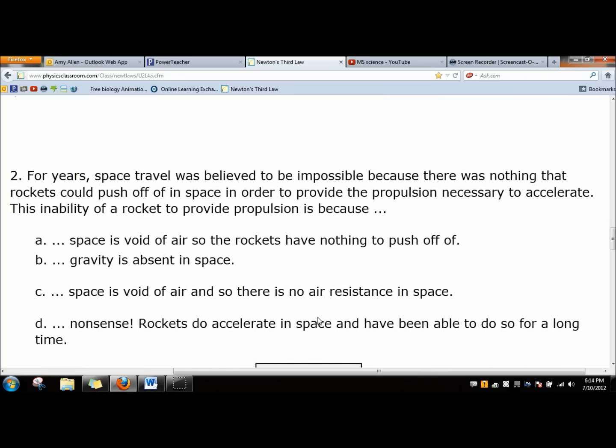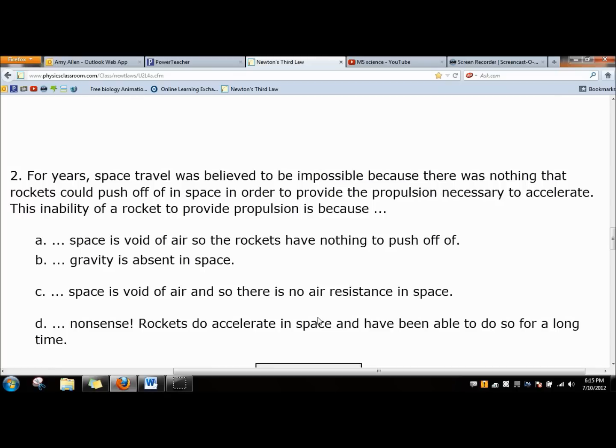Let's take a look at another example. For years, space travel was believed to be impossible because there was nothing that rockets could push off of in space in order to provide the propulsion necessary to accelerate. On Earth, rockets push off of the air molecules and the ground that they're sitting on. Once you get into space, you don't have that. You don't have any air molecules in space.